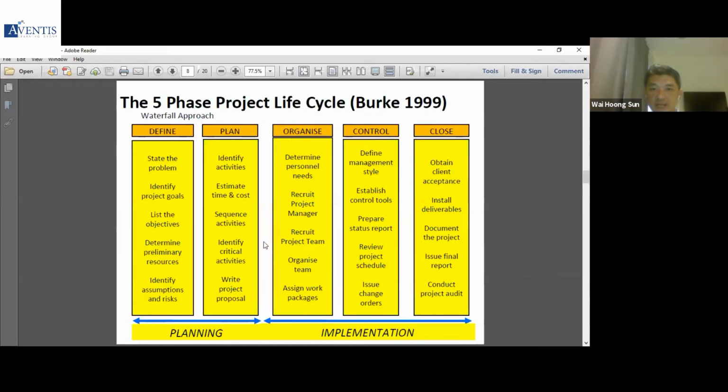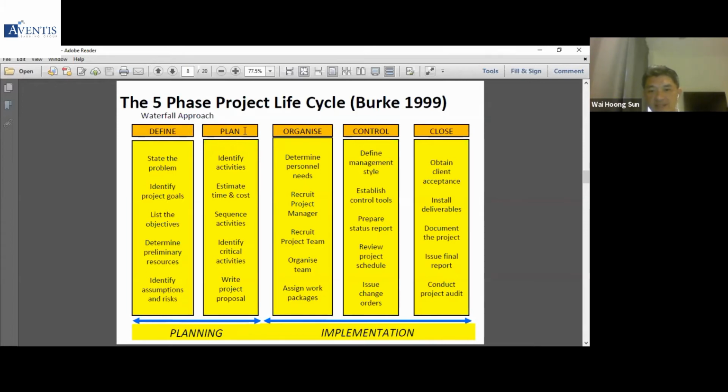Now, if you look at this, this is more of a waterfall approach. As the name implies, it is one way, where you move from one stage to the next. And once you move from one stage to the next, you do not go back. Right? So it's one way. Hence the waterfall, because the water only flows in one direction. So you don't go back.